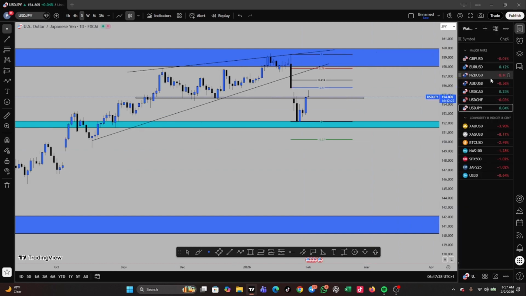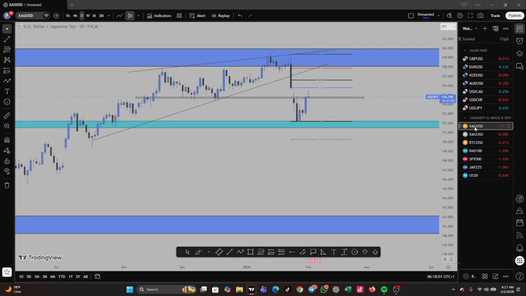And now let's move to the other market. That is the analysis we have on the major pairs. GBP USD, we are bullish. EUR USD bullish. NZD USD bullish. AUD USD partially bullish. USD CAD, we are bearish. USD CHF, we are bearish. And USD JPY, we are as well bearish.